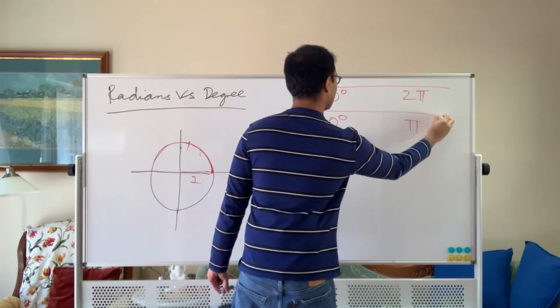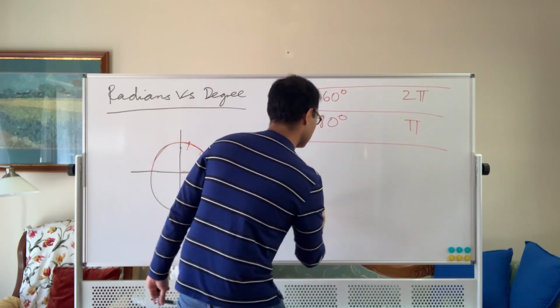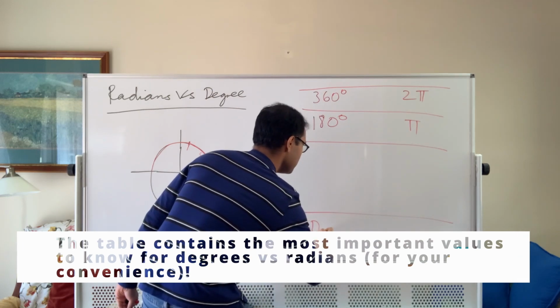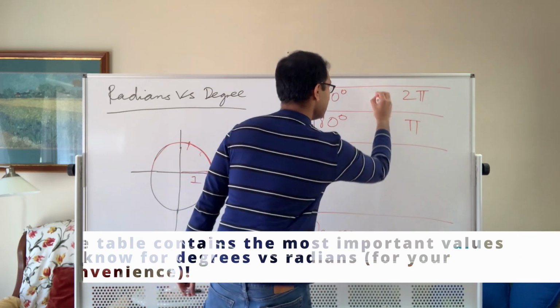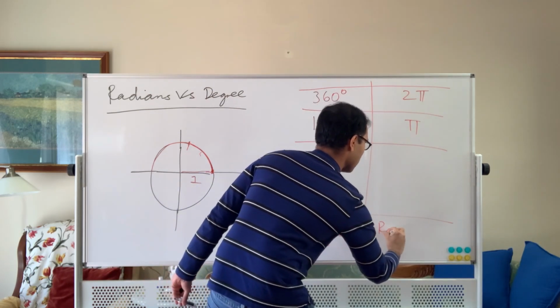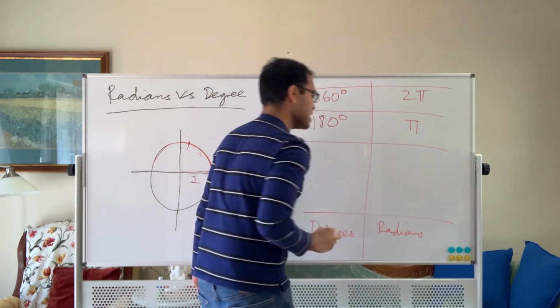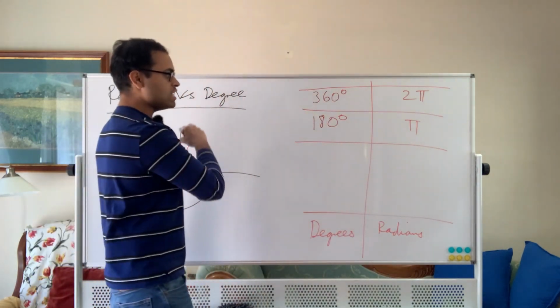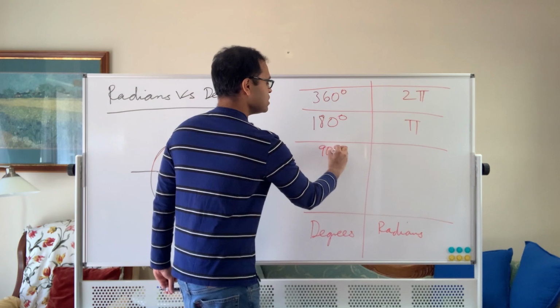So I'm going to kind of draw it like this. So this is degrees versus radians. I'm going to put it at the bottom. It's going to be degrees on the left and radians on the right. Okay, so degrees versus radians, and so we can keep going with this. 180 is pi. What do you think 90 degrees is going to be?